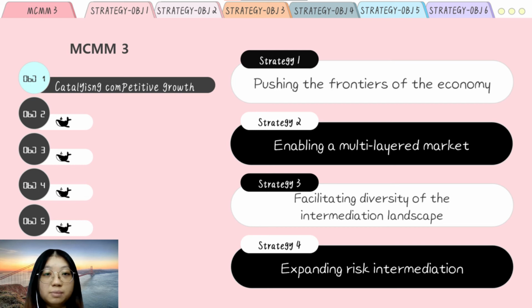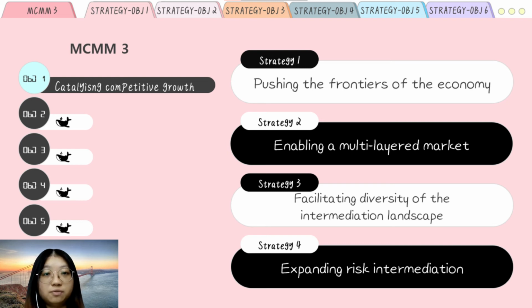The second strategy is enabling a multi-layered market. It means that the capital market has to enable differentiation in marketplaces for different segments of market participants. The next strategy is facilitating diversity of the intermediation landscape. It is important that the SC is able to facilitate healthy competition across the intermediation value chain, while at the same time enhancing the market-making framework along with the securities borrowing and lending framework, which is also known as SBL.